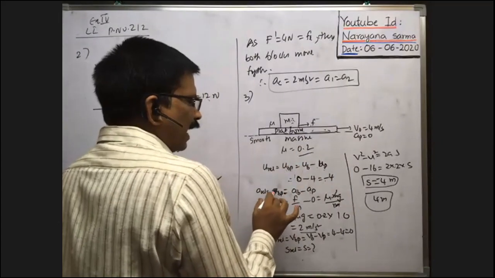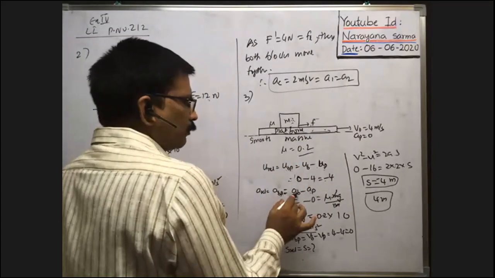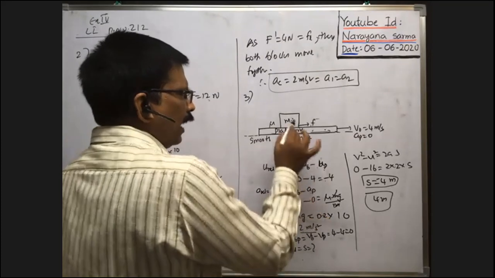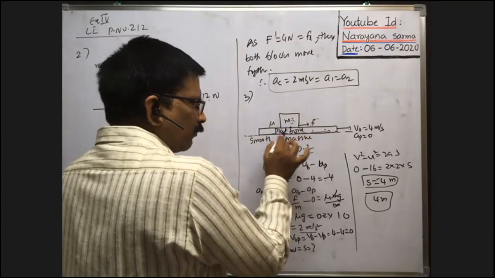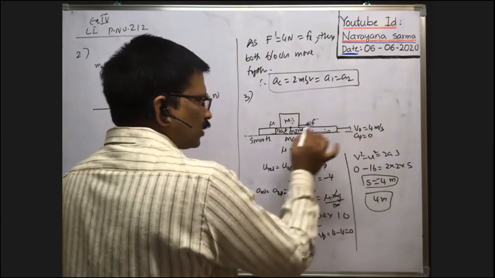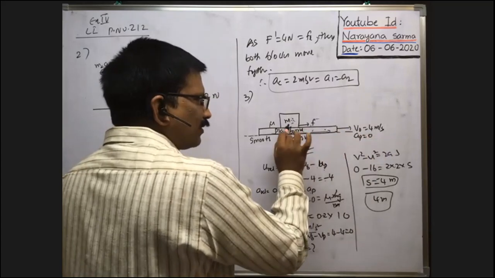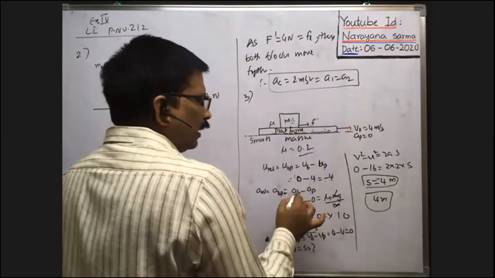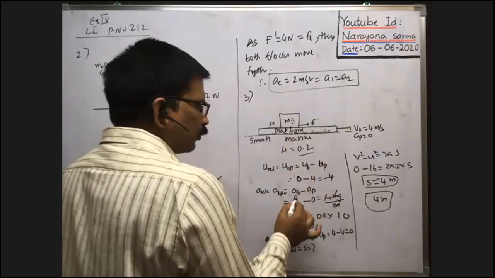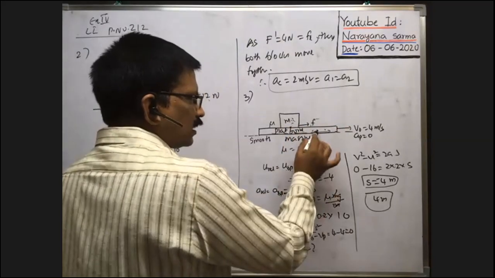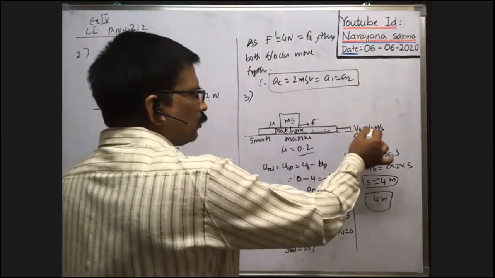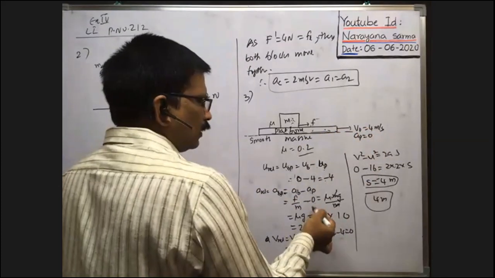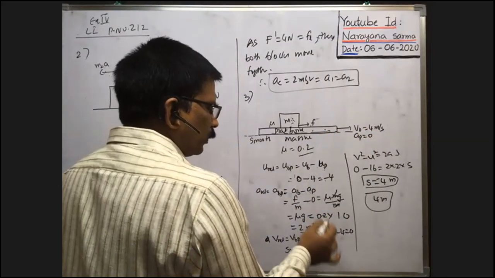Relative acceleration is the acceleration of the block minus the acceleration of the platform. Whenever the platform is in motion in this direction, the friction between these two only drags the block in the forward direction. That's why the acceleration of the block because of the friction force is F by M, minus the acceleration of the platform. As the platform travels with constant velocity, its acceleration is 0. Then if you simplify, you will get 2 meters per second square.